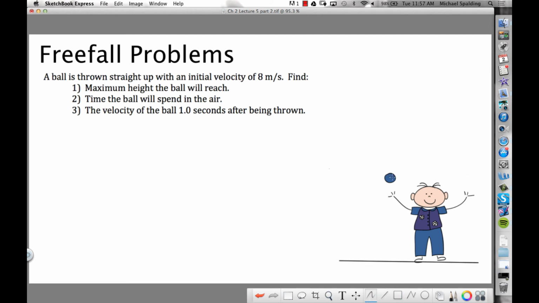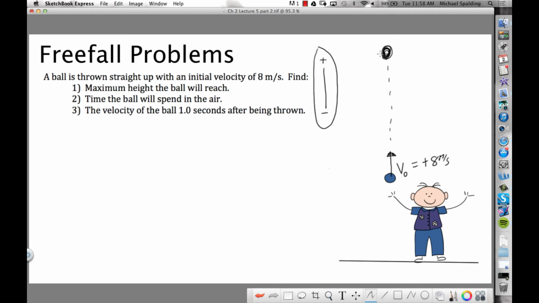So here the ball is. It starts out with an initial velocity of positive 8 meters per second. I'm going to put down the sign convention. We're saying that up is plus, down is minus. So it starts out with a positive velocity. The ball goes up, up, up to the maximum height, up to here.